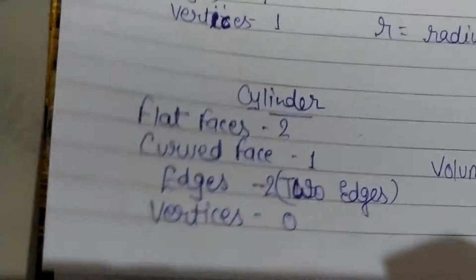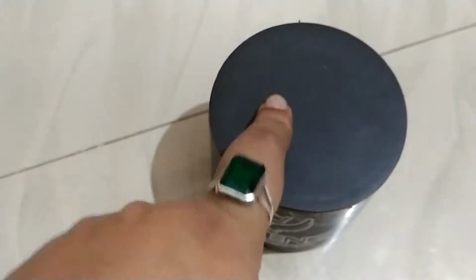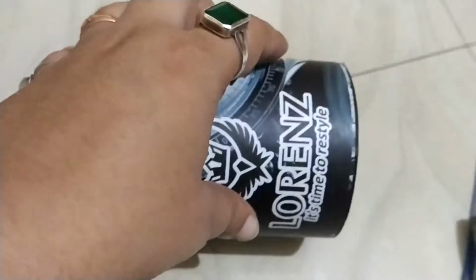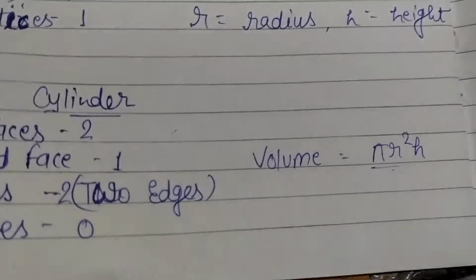I mean no vertex. I have a box that is in cylindrical form. There are 1 and 2 flat faces, and this one is curved face. There are 2 edges that meet the curved face. There are 2 edges and no vertex. Volume of cylinder is pi r square h.